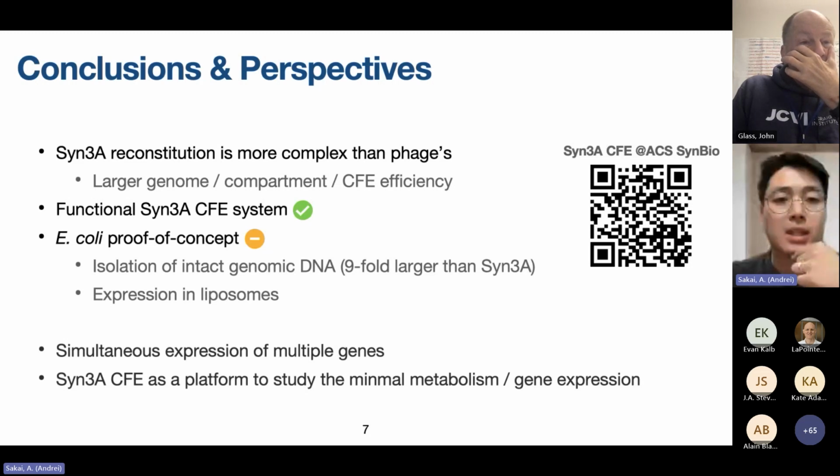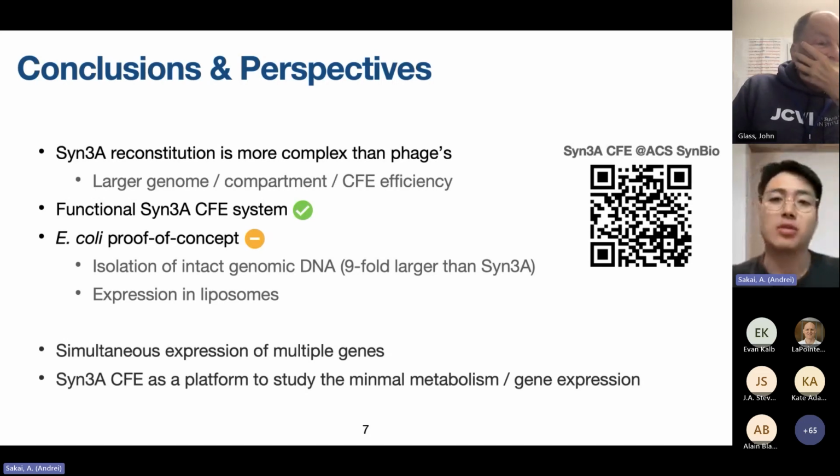But we also think that the syn3A CFE system can be used for several other experiments to study the minimal metabolism and study the gene expression in vitro.